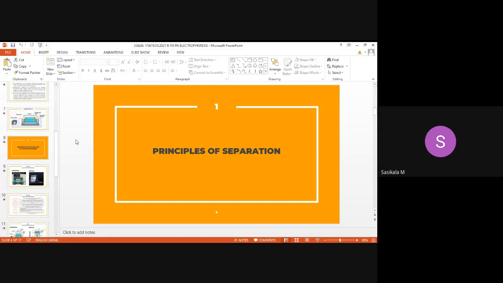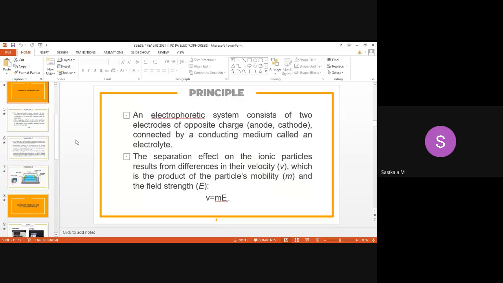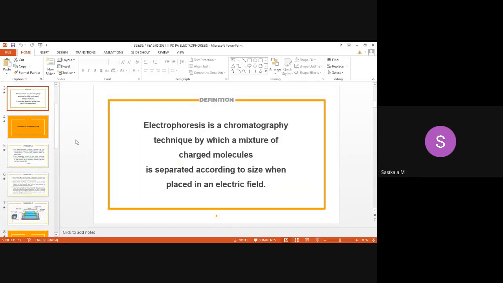Okay, we'll see the principle, what he said. Electrophoresis is a chromatographic technique by which a mixture of charged molecules are separated according to its molecular size when placed in an electrical field. So we are going to separate charged molecules according to their molecular size in an electrical field. So these three parameters we need to monitor.